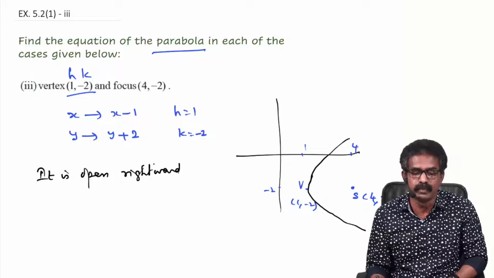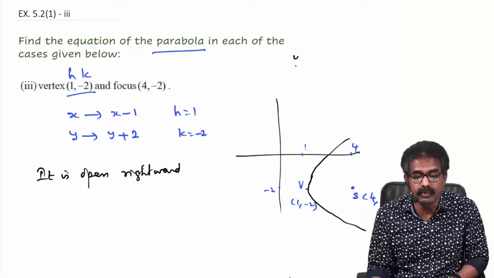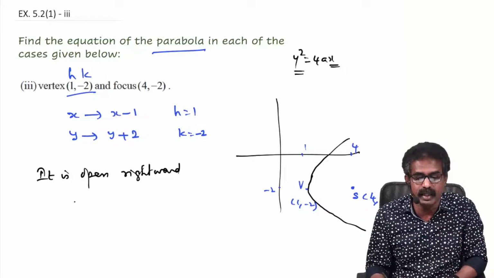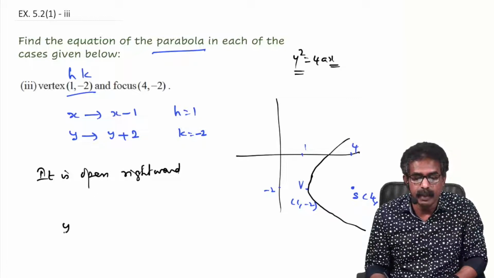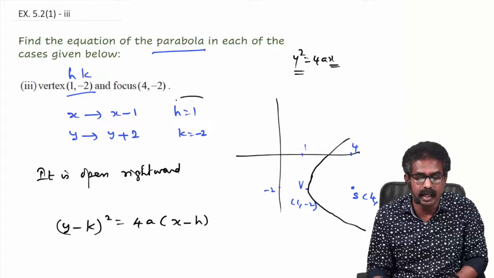So it is the first type. First type means what's the equation? y square equal to 4x, right? But you have to change x and y because the vertex is not (0, 0). So what do you write here? (y minus k) the whole square is equal to 4a into, don't write x, you write (x minus h). h, k, all the values you know.